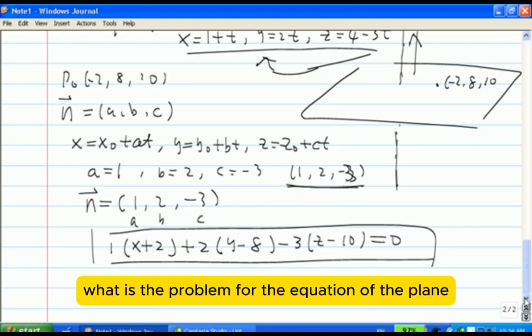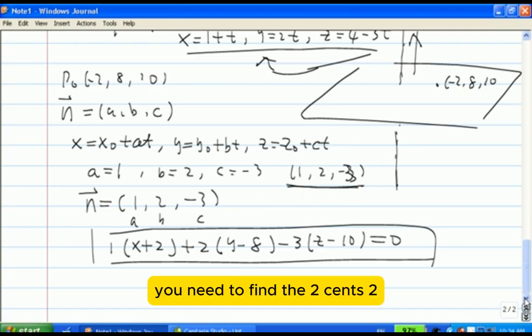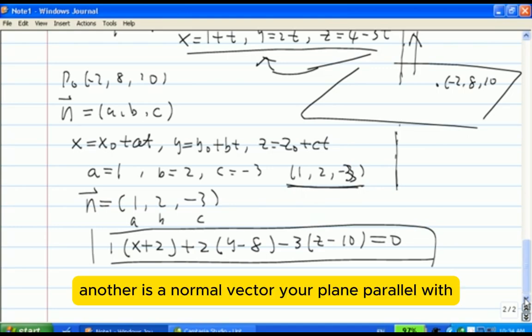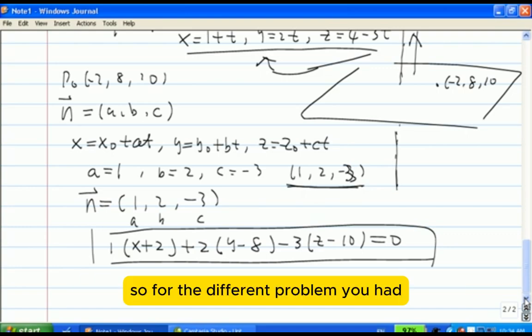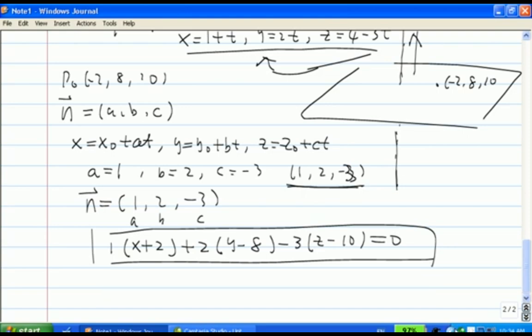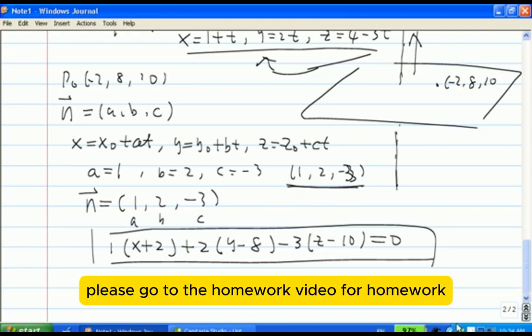For the equation of the plane, you need to find two things too. One is a point on the plane. The other is a normal vector your plane is perpendicular to. So for different problems, you have to use all the conditions to try to find those things. Once you find them, put them back in the equation and you are done. And also, please go to the homework video for homework. Look at more examples for the equation of lines and planes.